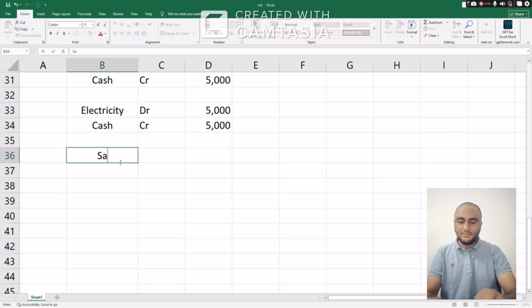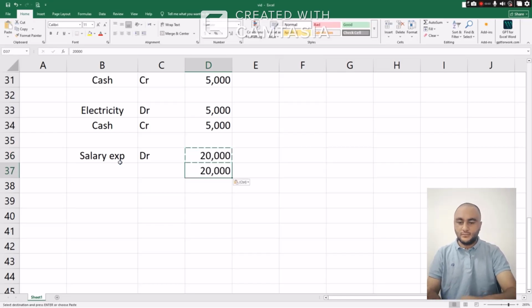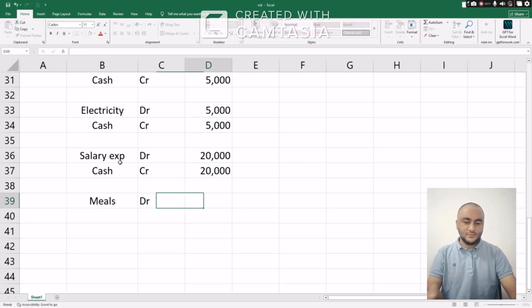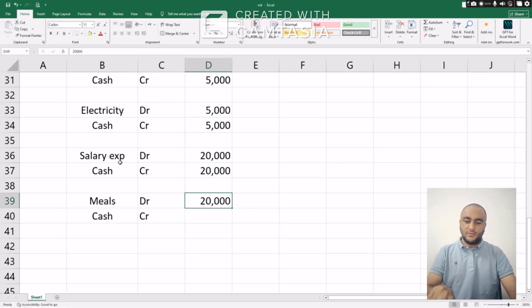So salary expense would be debited with 20,000, with a credit of cash, and meals during the month were 20,000, and cash would be credited again with the same amount.